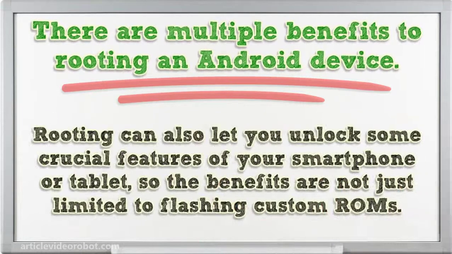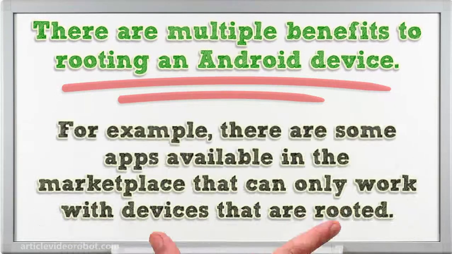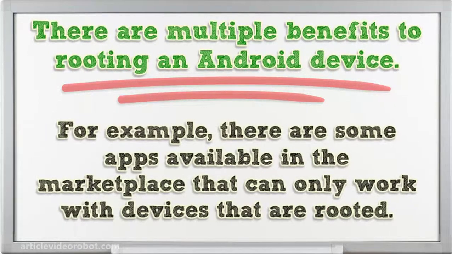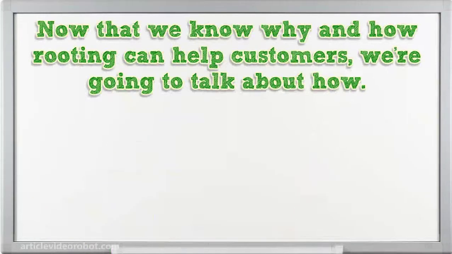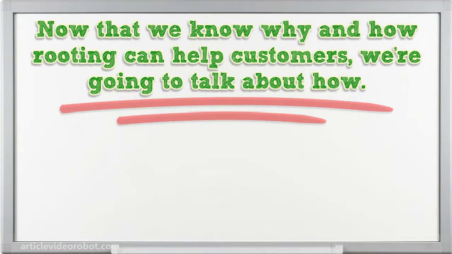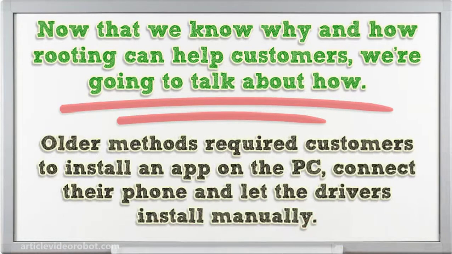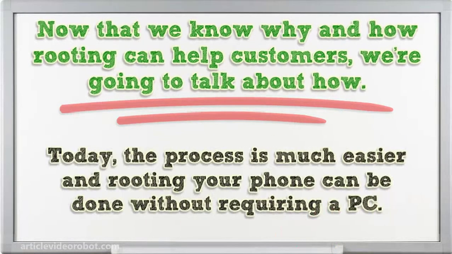Rooting can also let you unlock some crucial features of your smartphone or tablet, so the benefits are not just limited to flashing custom ROMs. For example, there are some apps available in the marketplace that can only work with devices that are rooted. Now that we know why and how rooting can help customers, we're going to talk about how older methods required customers to install an app on the PC, connect their phone and let the drivers install manually. Today, the process is much easier and rooting your phone can be done without requiring a PC.